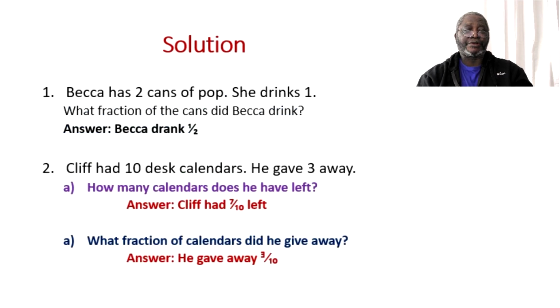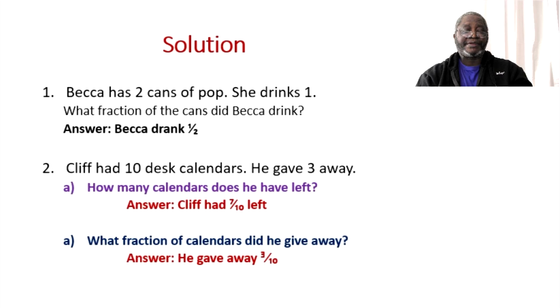Here is the solution to all the questions. Becca has 2 cans of pop. She drinks 1. What fraction of the cans did she drink? You have to divide the total by 2, which you already know. If she takes 1 out of that 2, that's 1 remaining, so she drank a half.